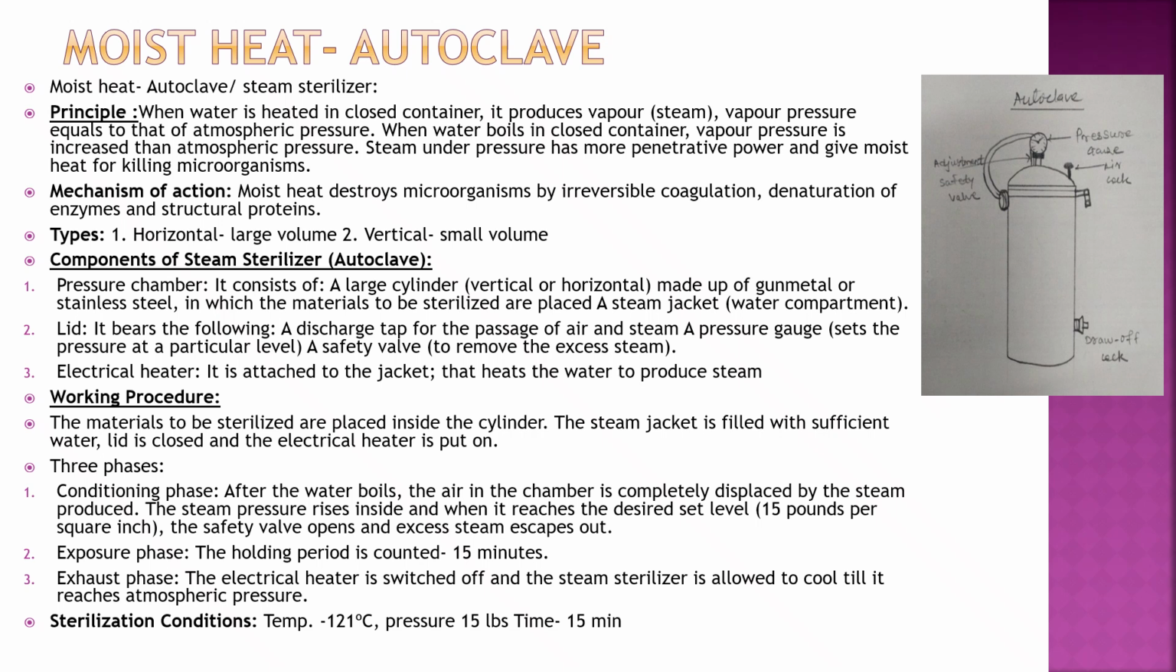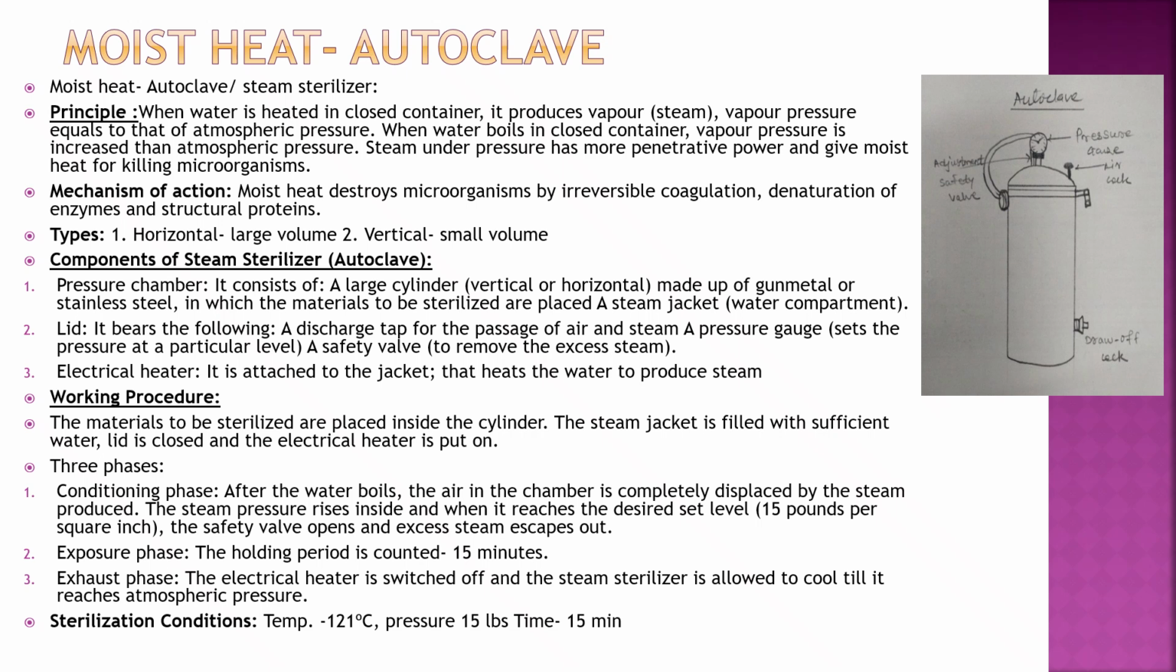The pressure chamber consists of a large cylinder, either vertical or horizontal. It is made of metal or stainless steel, and it has a steam jacket, that is a water compartment at the bottom. The lid has a discharge tap for passage of air and steam, a pressure gauge for pressure measurement, and a safety valve to remove the excess steam. The electrical heater is attached to the jacket and heats the water to produce steam.